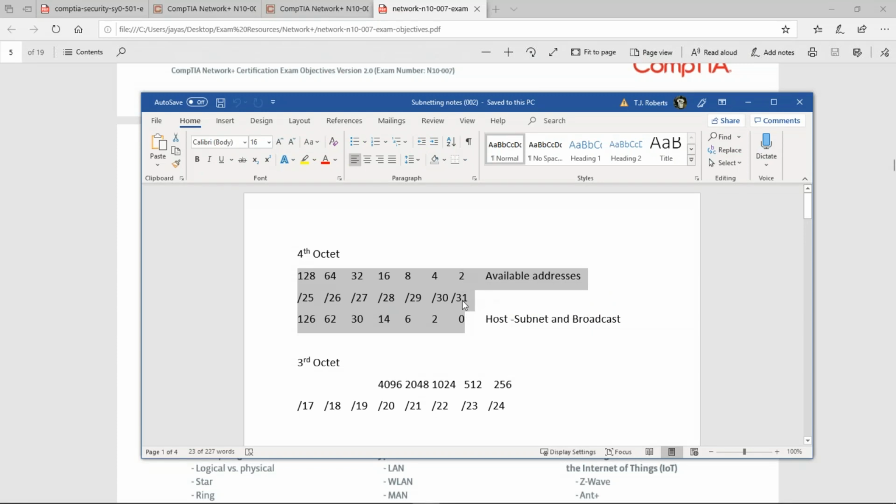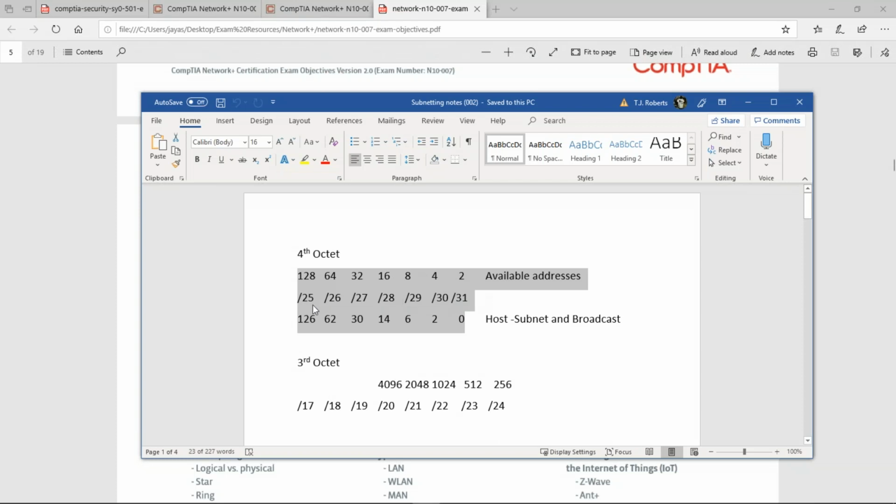It tells you how many addresses you're going to have with each slash, and how many hosts you're going to have with each slash, right? Your host is basically your available addresses minus your 2 excluded, right? You can't use the first, you can't use the last one.